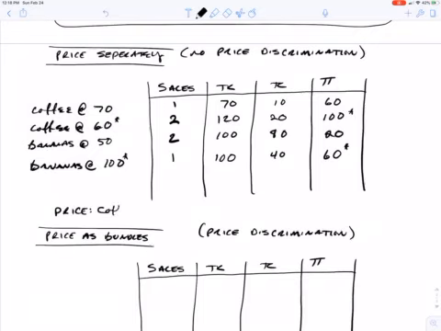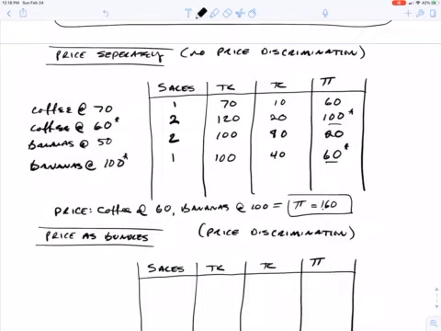Price coffee at 60 cents and bananas at $1. That means my total profits associated with this level of pricing is going to be the profits associated with each of those pricing schemes. So I'll end up with profits of 160, not 160 cents. Let's call it $1.60. So if I only priced separately and did not price discriminate, I would end up with this optimal pricing scheme for pricing separately.